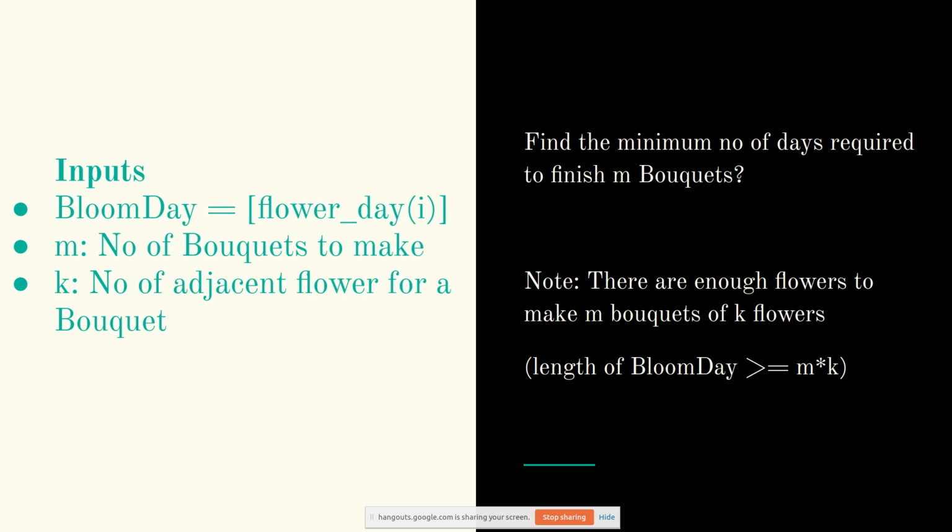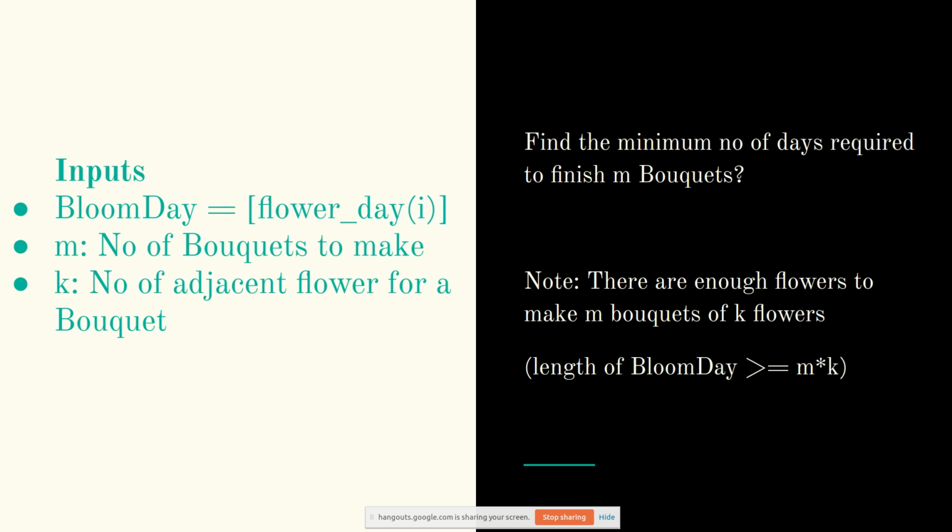So given the bloom day array and the number of bouquets to make, each bouquet contains k flowers, and we have a condition that we need all these k flowers in an adjacent manner, so they have to be continuous. So the question here is, we need to find the minimum number of days required to finish all these m bouquets.